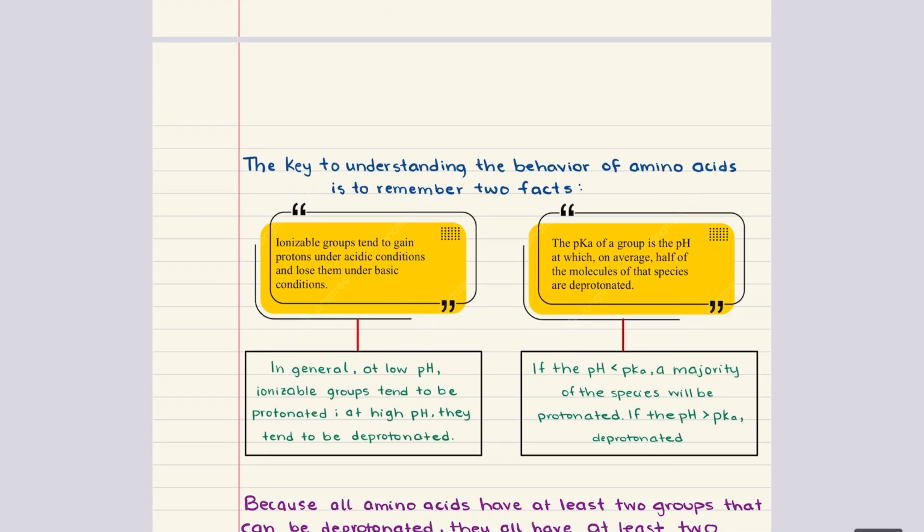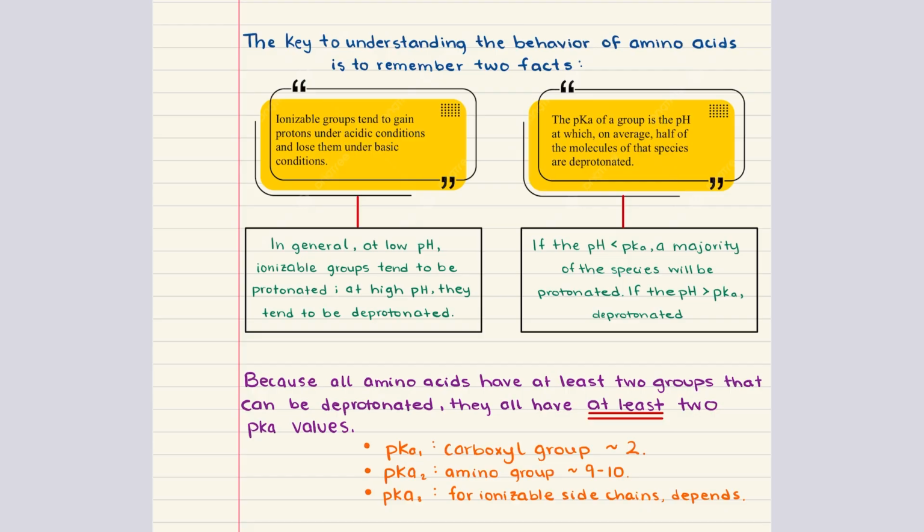Now, to understand how amino acids behave as acids and bases, there are 2 key rules you need to remember. The first rule is that ionizable groups tend to gain protons under acidic conditions, and they tend to lose protons under basic conditions. So in general, at low pH, ionizable groups tend to be protonated, and at high pH, they tend to be deprotonated. The second thing is that the pKa of a group is the pH at which half of the molecules of that group are deprotonated. So if the pH is lower than the pKa, most of the groups will be protonated. But if the pH is higher than the pKa, then it will be deprotonated.